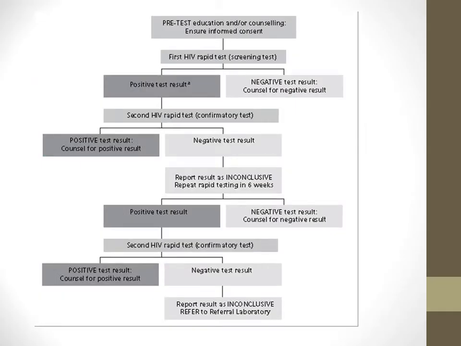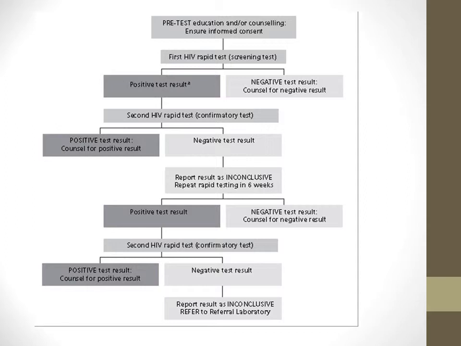So this slide shows us the WHO recommendation for HIV testing, the algorithm that they drew up for us to use. One of the things that we know with WHO is that we must have pre-test education or counseling and ensure informed consent. Here you go again with the consent. It is important with the WHO guidelines that patients give consent before testing, and then you do the first rapid HIV testing.